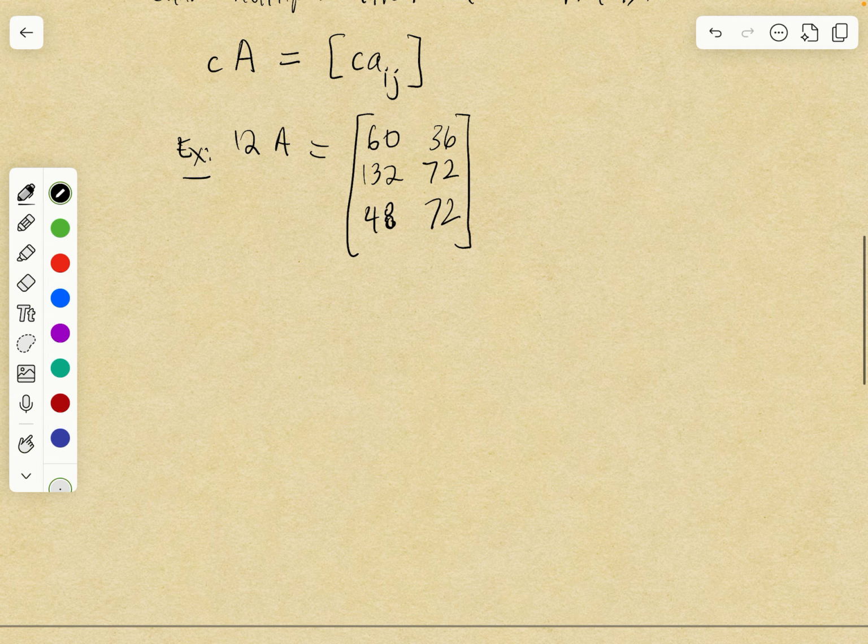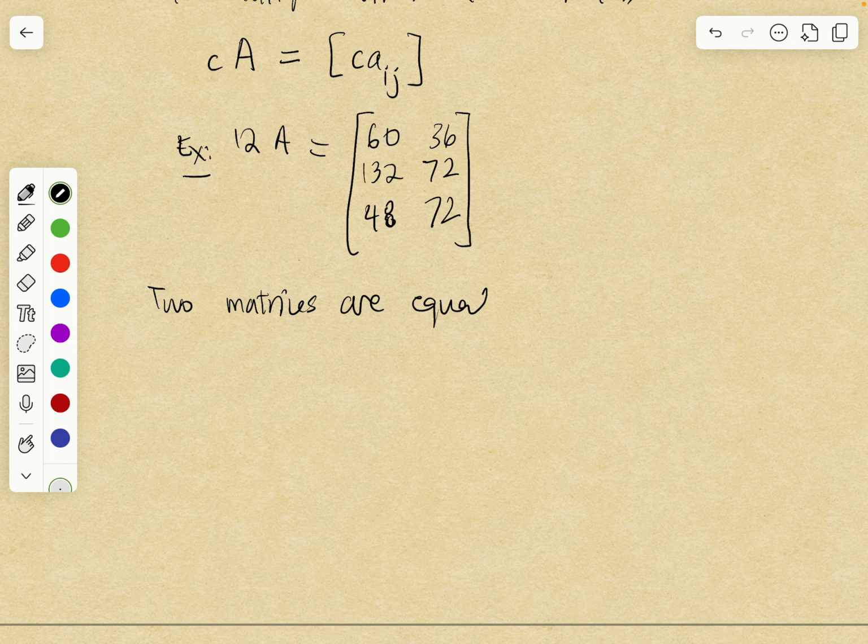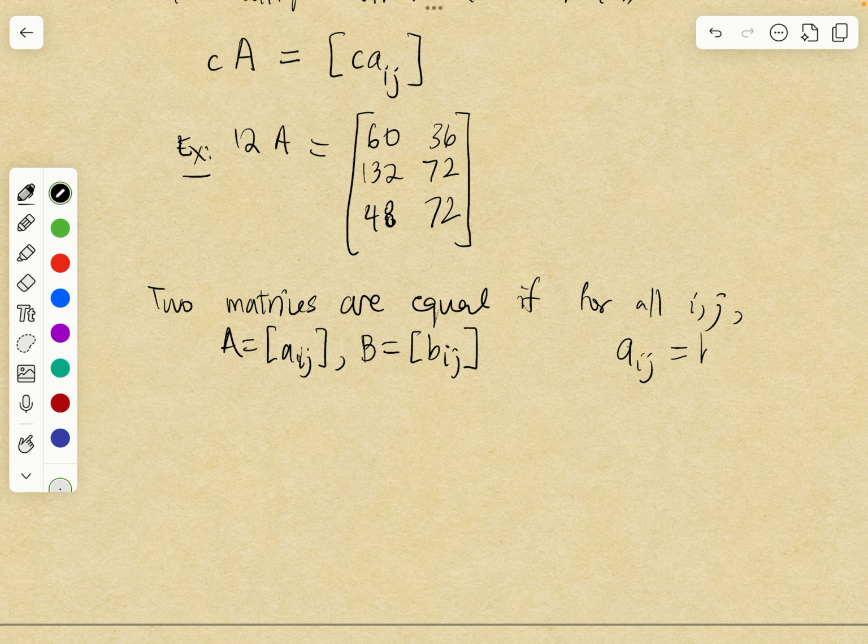By the way, let's just clarify that we say that two matrices are equal, so let's say that the matrices are A, where the ij entry is written A sub ij, and B, where the ij entry of B is written B sub ij, they're equal if for all i and j, A sub ij equals B sub ij. In other words, all the entries match.